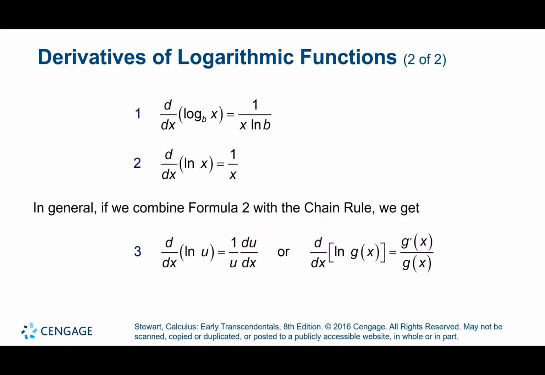The general derivative rule says if we have a log with some base b of x, then our derivative is going to be 1 over x times the natural log of b. So that's kind of interesting, that no matter what base logarithm we have, we can write the derivative in terms of the natural log. You remember what the base of the natural logarithm is? It's e. The common log is base 10. Here, natural log is base e.